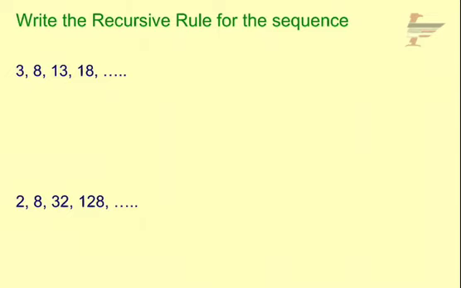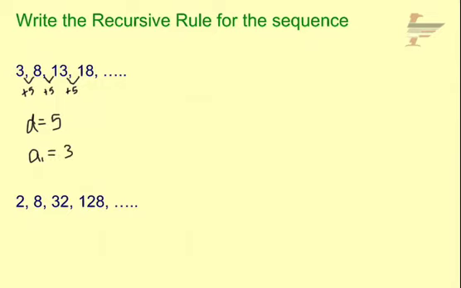So if we're going from 3 to 8, we're increasing by 5. From 8 to 13, we're increasing by 5. 13 to 18, we're increasing by 5. So this actually tells me that it's arithmetic because it has that common difference, where the difference is going to be a 5. And then for a recursive rule, the other thing we want to know is what term do we start out with? Our first term is a 3.